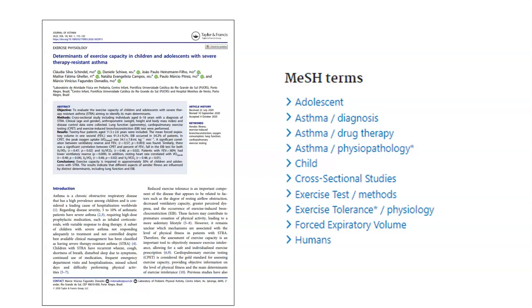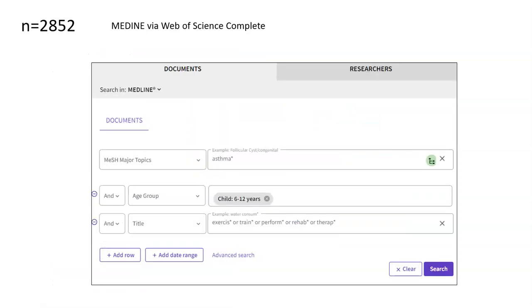And look at the MeSH terms that related to this article. Determinants of exercise capacity in children and adolescents with severe therapy-resistant asthma. You can look at the author keywords. They're listed there. Read the abstract, look at the references, find other articles through this, but it helps inform you when you actually sit down and look at MeSH, these are the subjects that describe this article. Maybe you should be using those to find articles that may be of interest to you in your condition.